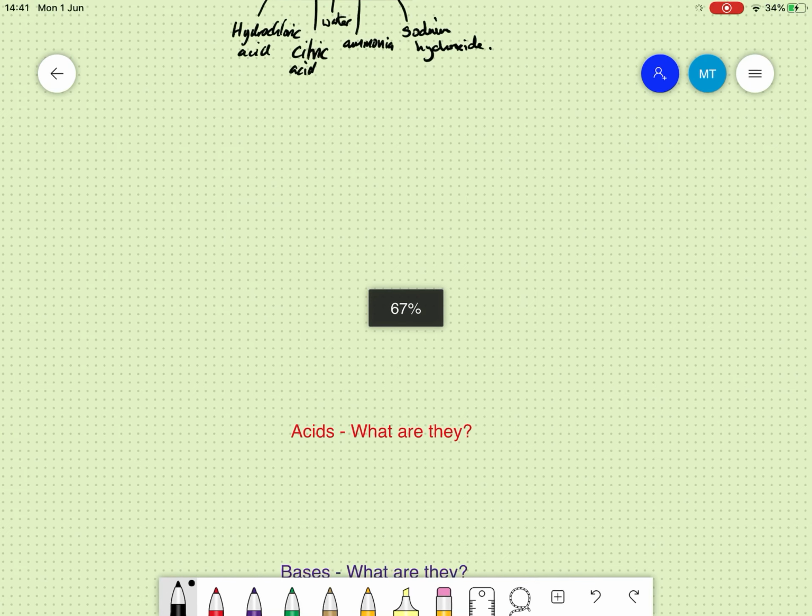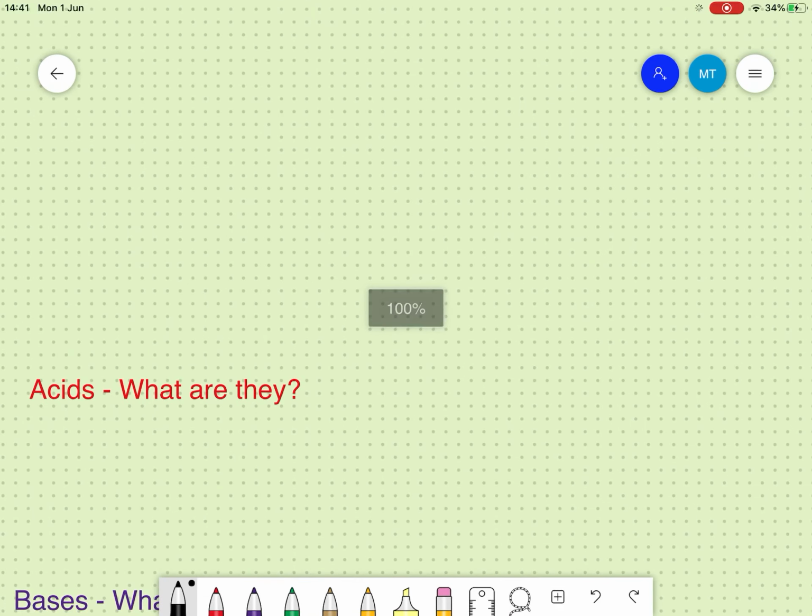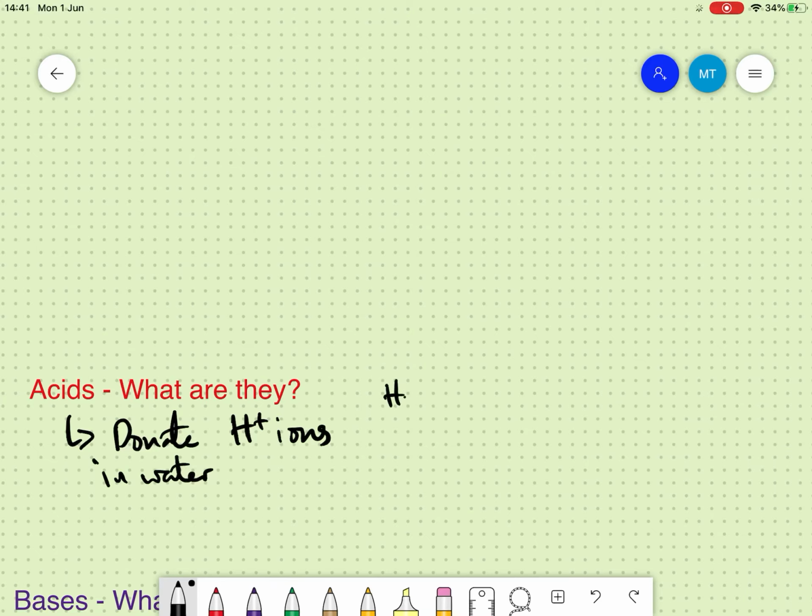So we need to look at acids. What is an acid? Acids donate H+ ions in water. You need to know 3 examples. One is hydrochloric acid, which we just discussed. Its formula is HCl, and in water it releases H+ ions.